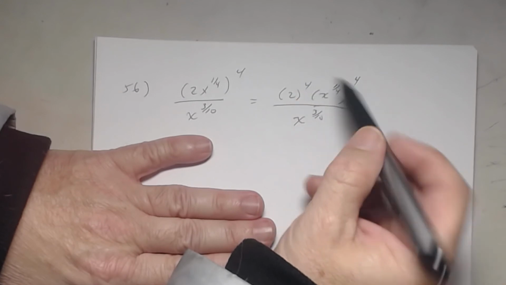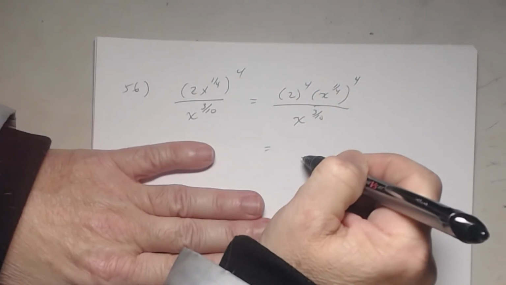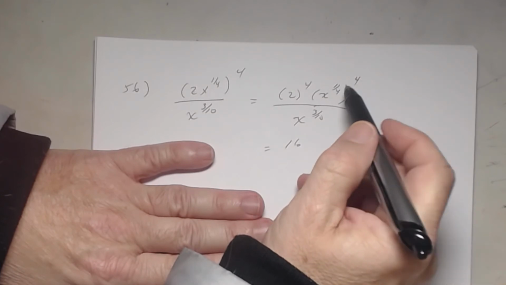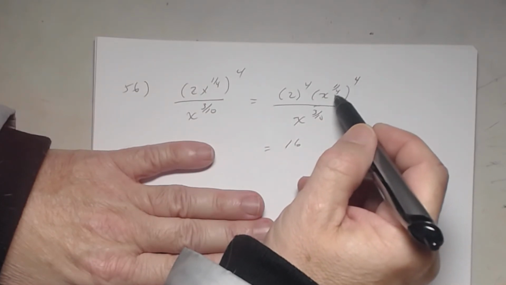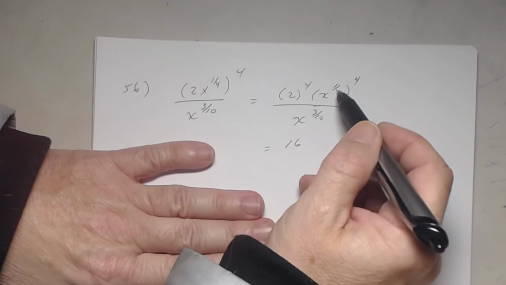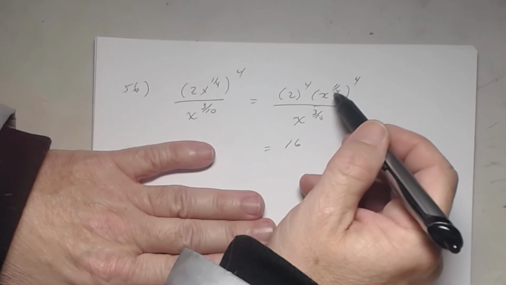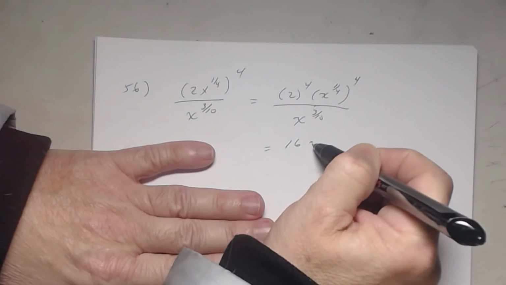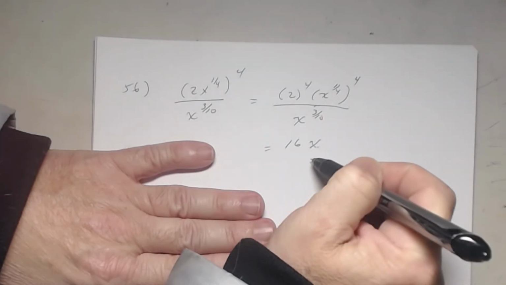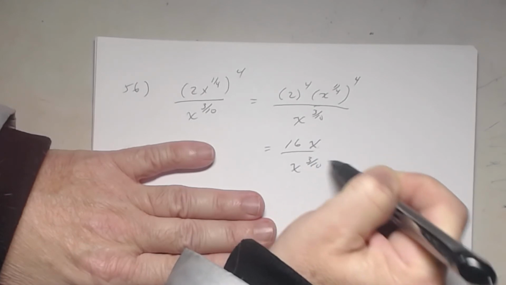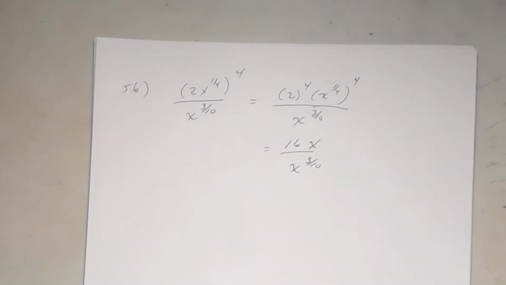Okay, so what's 2 to the 4th? 16. What's x to the 1/4 raised to the 4th? 1/4 times 4 is 1. So x times 1 is x. So you get 16x over x to the 3/10. Sorry, 1/4 times 4 is 1. Okay, so that's x to the first.